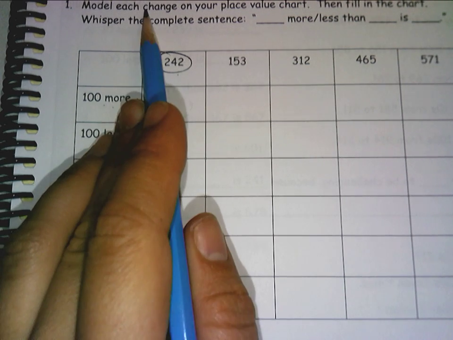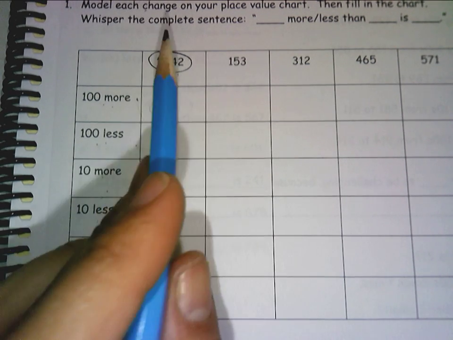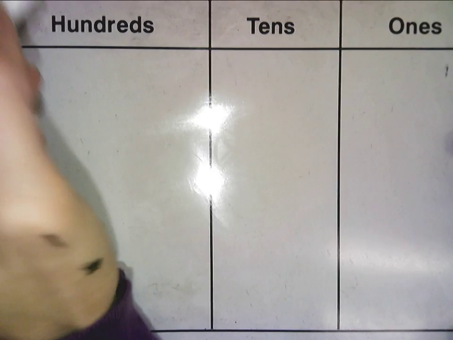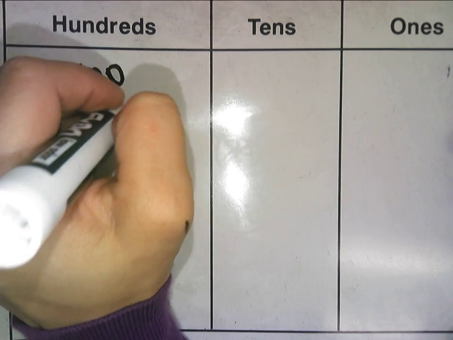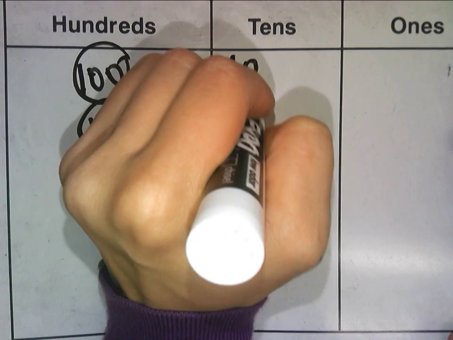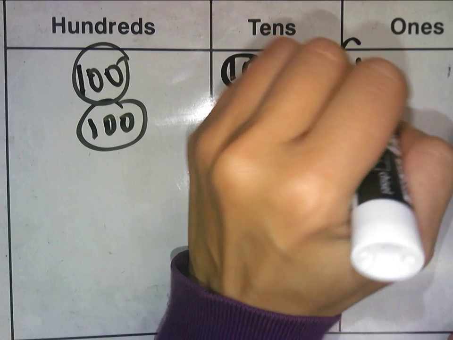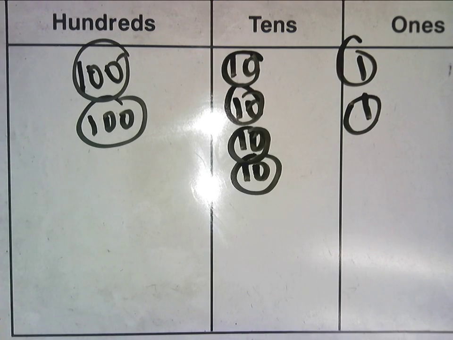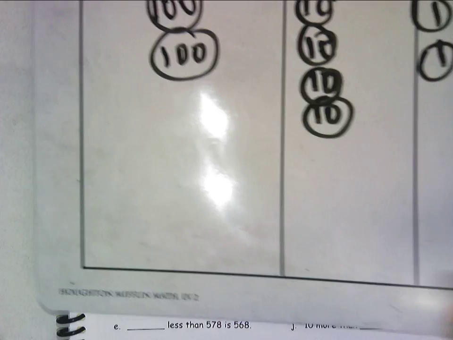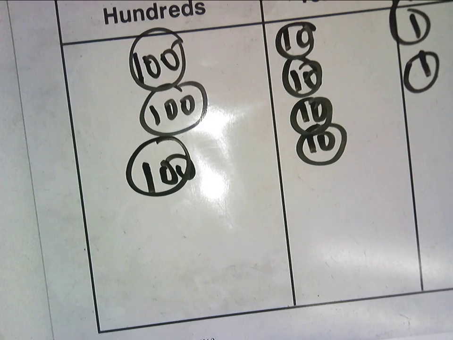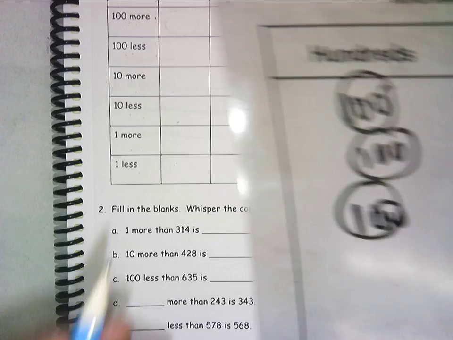So it did say model each change on your place value chart. So what you're going to do is start with the number 242 on here. Okay? So it says 2 hundreds, 4 tens, 2 ones. The first one was 100 more. I'm going to add 1 in the hundreds. So that would make it 342.